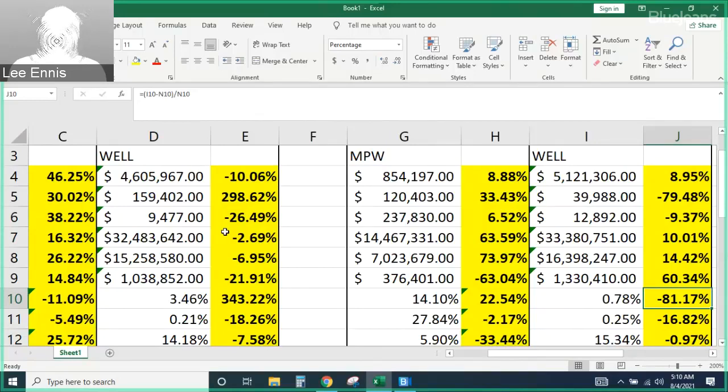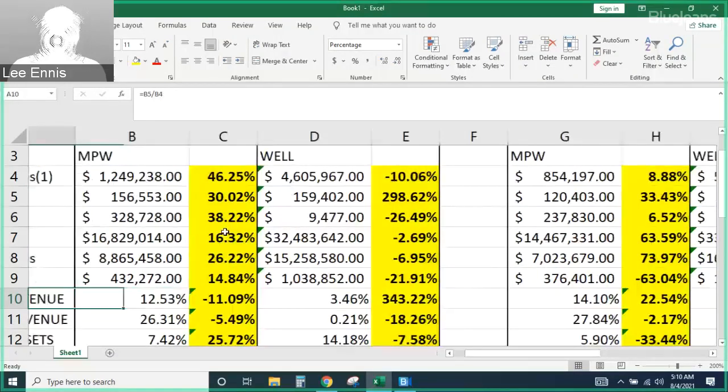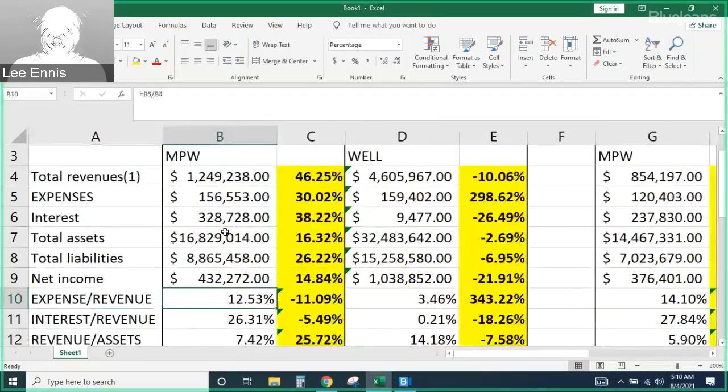But what is important for me anyway is that the expense is much higher. So on average, MPW is just spending more money, right? They're just spending more money than what Welltower is. And I think sometimes that's indicative of a smaller company. You know what I mean? Larger companies tend to get better deals. They're buying things in bulk, what have you.